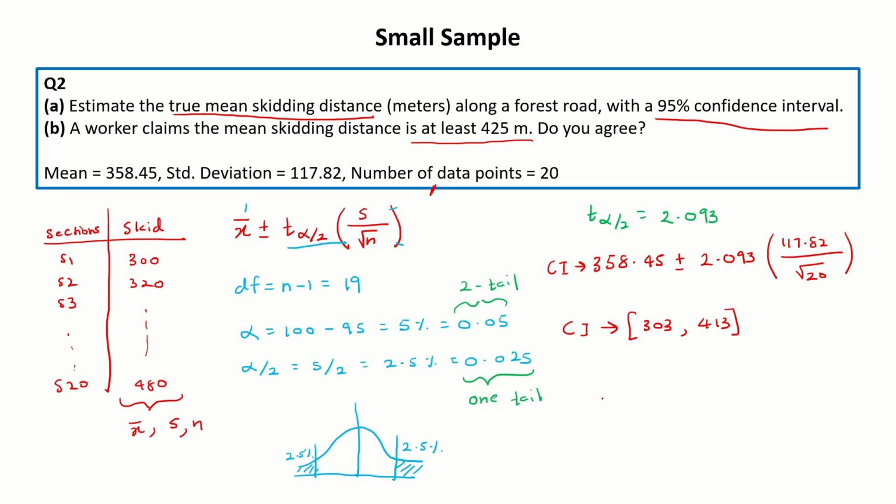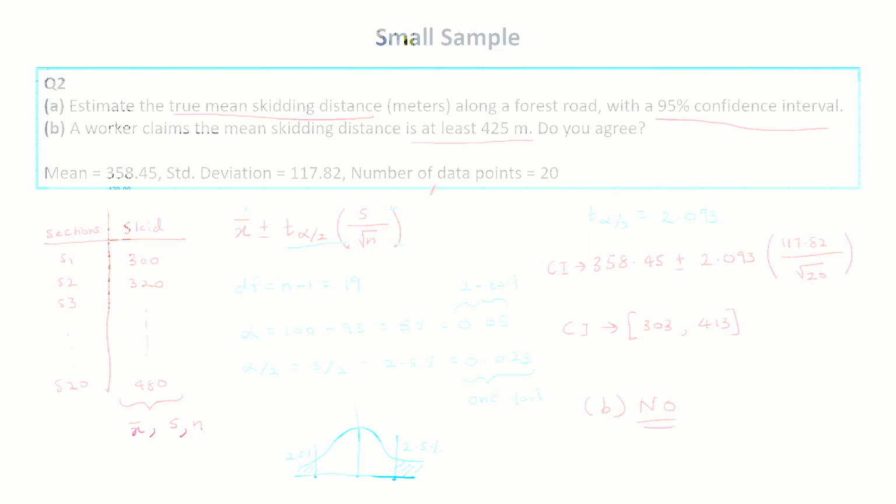So with that, let's jump to part B, which states that the mean skidding distance is at least 425 meters. Now 425 is beyond the confidence interval. It's out of the confidence interval. So this is unlikely because the true mean cannot lie beyond the confidence interval. So the answer for part B is simply no.